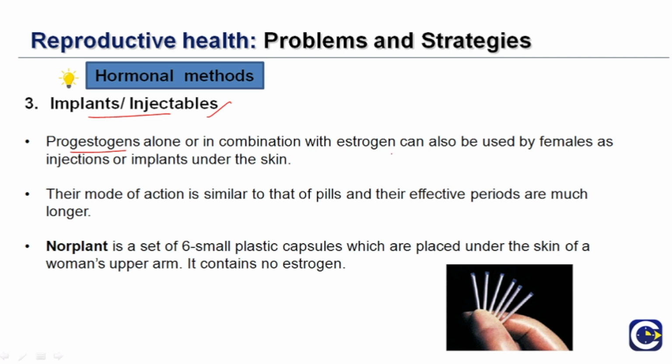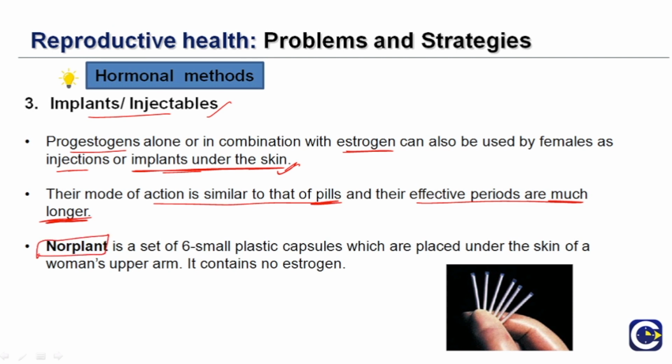Progestogens alone or in combination with estrogen can be used by females as injections or implants under the skin. So these are basically implants that are inserted under the skin. Again, their mode of action is similar to that of pills, and their effective periods are much longer, so they offer much more benefit than pills.